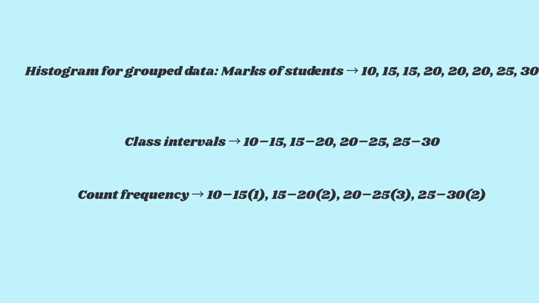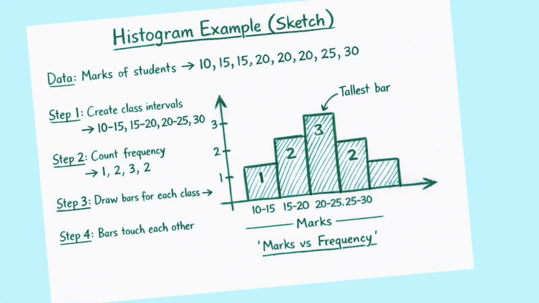Next, we have a histogram for grouped data. Suppose we are given the marks of students: 10, 15, 15, 20, 20, 20, 25, 30. The class intervals given here are 10 to 15, 15 to 20, 20 to 25 and 25 to 30. Now we will count the frequencies. 10 to 15 is one time, 15 to 20 two times, 20 to 25 three times, and 25 to 30 two times.